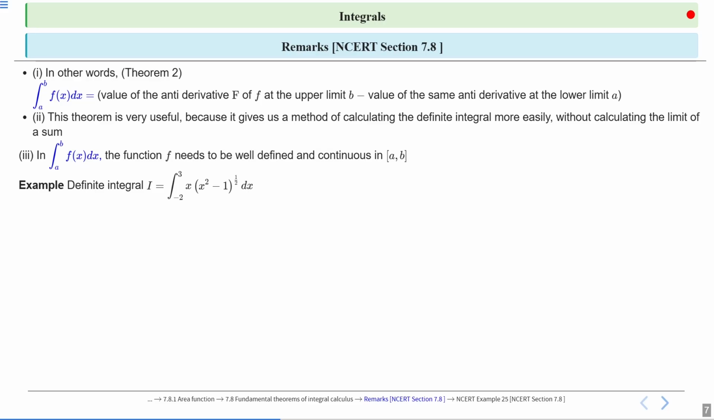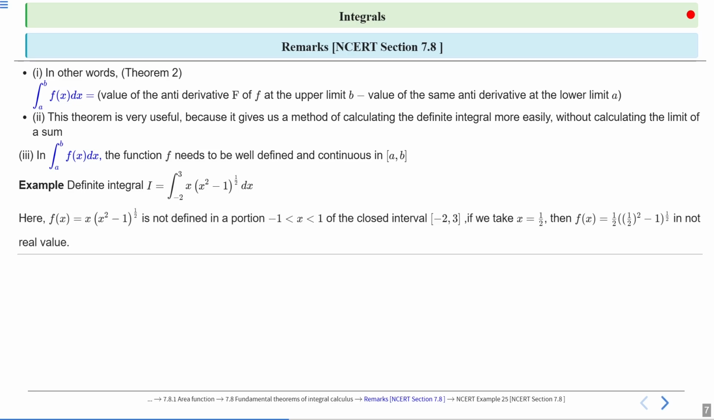Now we have to calculate this definite integral, and here the interval is minus 2 to 3, the value of a is minus 2 and the value of b is 3. So the function should be well defined and continuous. How can we check whether it is well defined or not? Well defined means it has to be defined at all points. For example, here f(x) equal to x times (x squared minus 1) to the power 1 by 2 is not defined in the portion minus 1 to 1. It means if we take any value between minus 1 and 1, then the function is not defined.